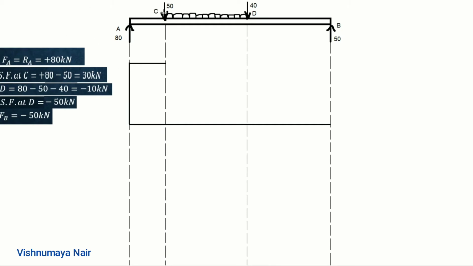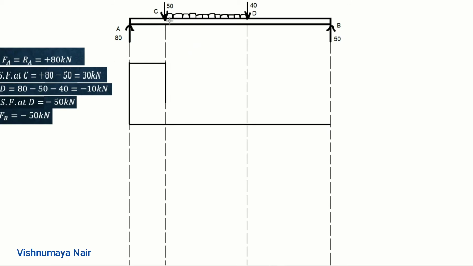Now at the point C, we have a point load of 50 kilonewton, due to which this shear force value reduces from plus 80 to plus 30 kilonewton, and we'll mark this decrease using a vertical straight line downwards like this, so that this portion is plus 30 kilonewton. The shear force at the point C is 30 kilonewton.